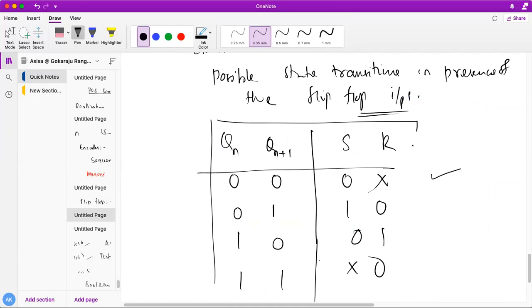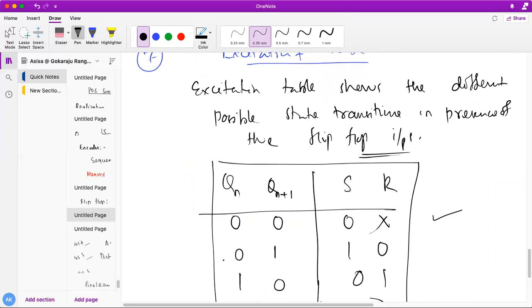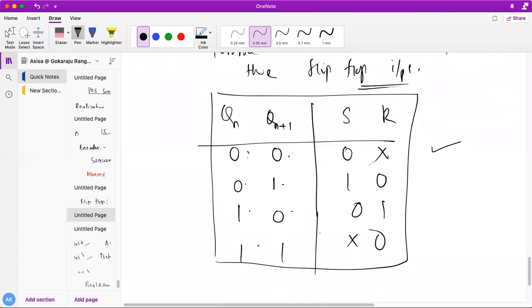Very simple. What does the excitation table tell? The excitation table shows the different possible state transitions. Different possible state transitions means state transition 0 to 0, or 0 to 1, or 1 to 0, or 1 to 1. At that time, what are the flip-flop inputs? That is what my excitation table told. Okay. So this is the excitation table of the SR flip-flop.